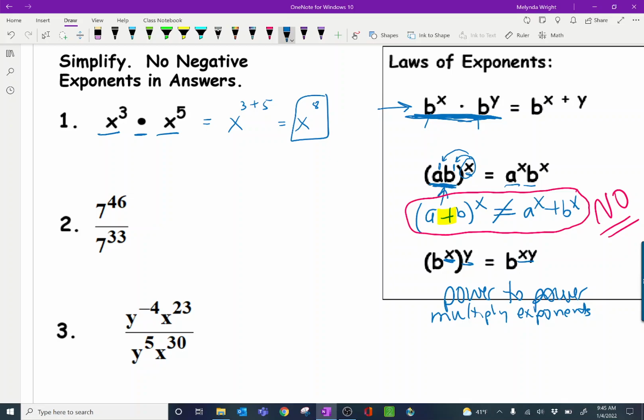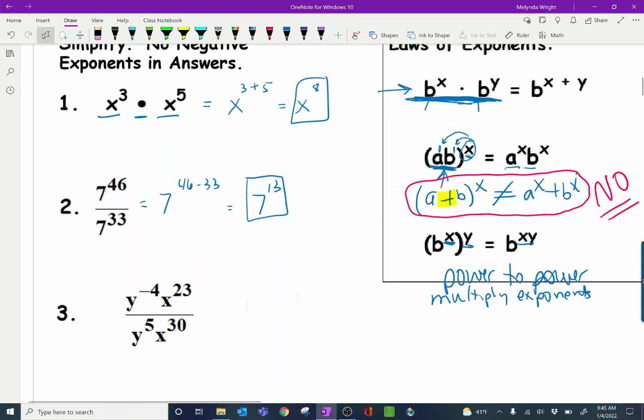Okay. Here we have common bases, and we are dividing. So again, I'm going to write it out using the rule. The rule tells me that I would do 46 minus 33, and 46 minus 33 is 13. And so that would be the simplification of that example.